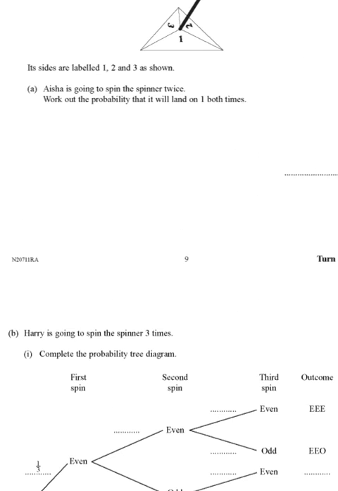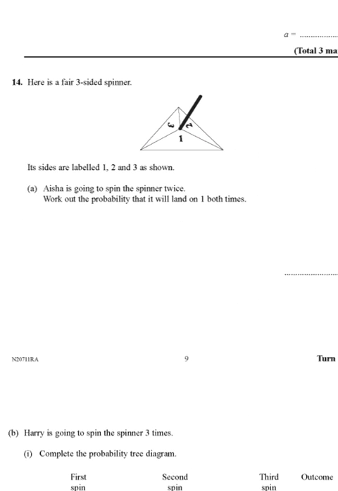Okay, let's start with the first part of question 14. She spins the spinner twice, and the probability it lands on one both times. So the probability it lands on one is obviously a third, and it's going to be a third for the first time and a third for the second time. One of the mistakes you often see is people adding these two.